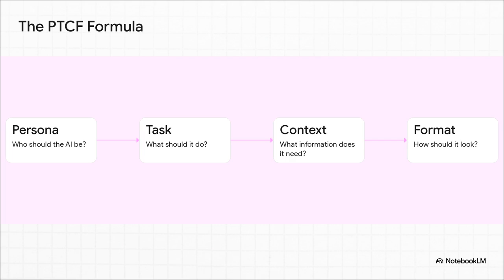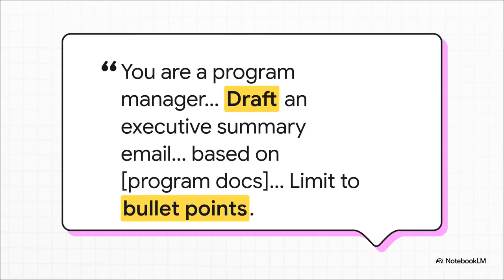Think of it like giving really good directions. First, you tell the AI who it should be, its persona. Then, you give it a clear, actionable task. What should it do? Next, and this is probably the most important part, you give it all the necessary context. Finally, you tell it the format for the answer. Should it be an email, a table, a few bullet points? Get these 4 things right, and you're set. Let's see it in action.